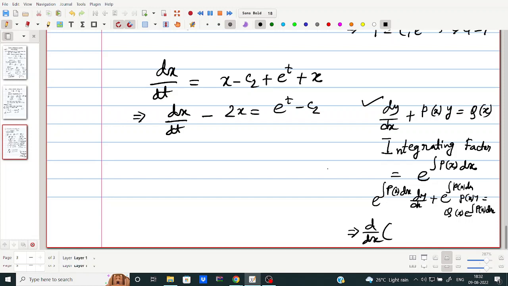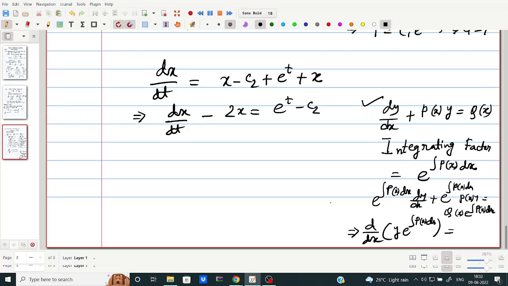Yes, sir, after the integrating factor, it will come in M dx plus N dx form. Yes, absolutely correct. Equal to this. Now you just integrate, you get the answer, right? So the same process I will apply here in my case.